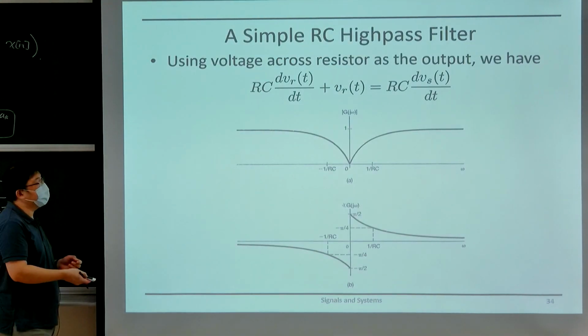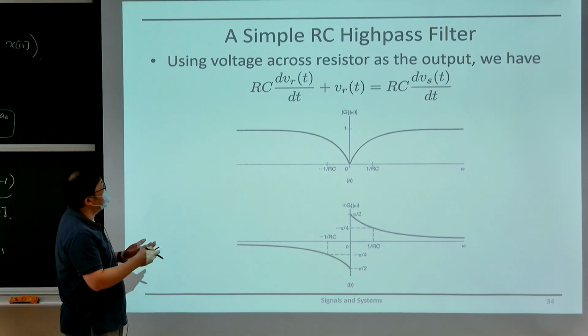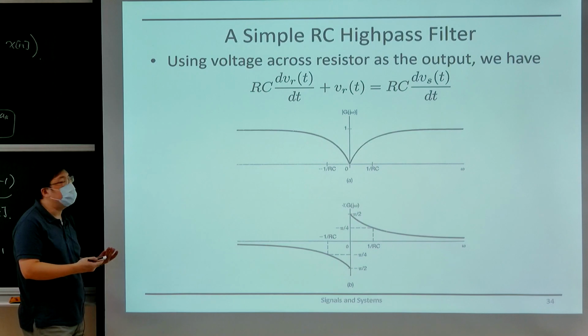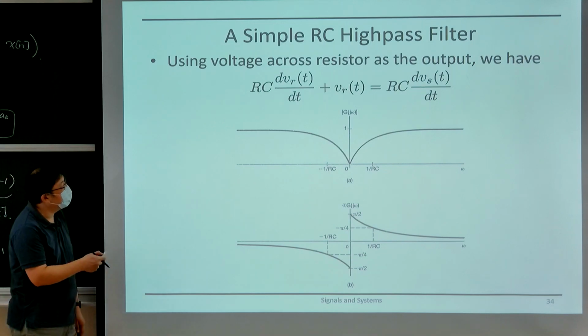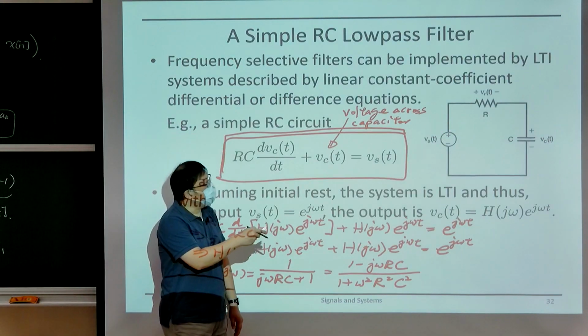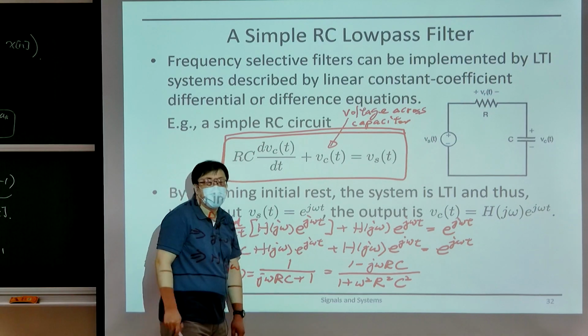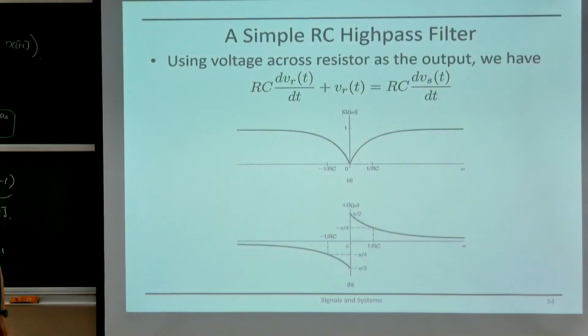Now, I don't want to go into the details of this next example, but this next example is just to show that you can construct a similar high-pass filter in a similar way by just looking at the voltage across the resistor as the output instead of the voltage across the capacitor, right? So if you instead look at this voltage as the output, then what you have is actually a system with a response that looks like this, right? So it passes through frequency components in a high pass band and suppresses the low frequency components, okay?